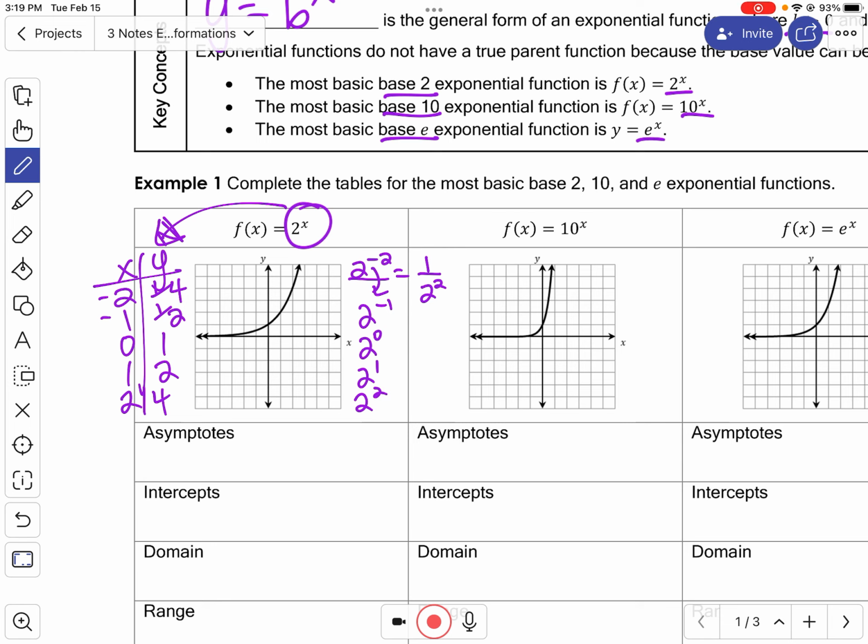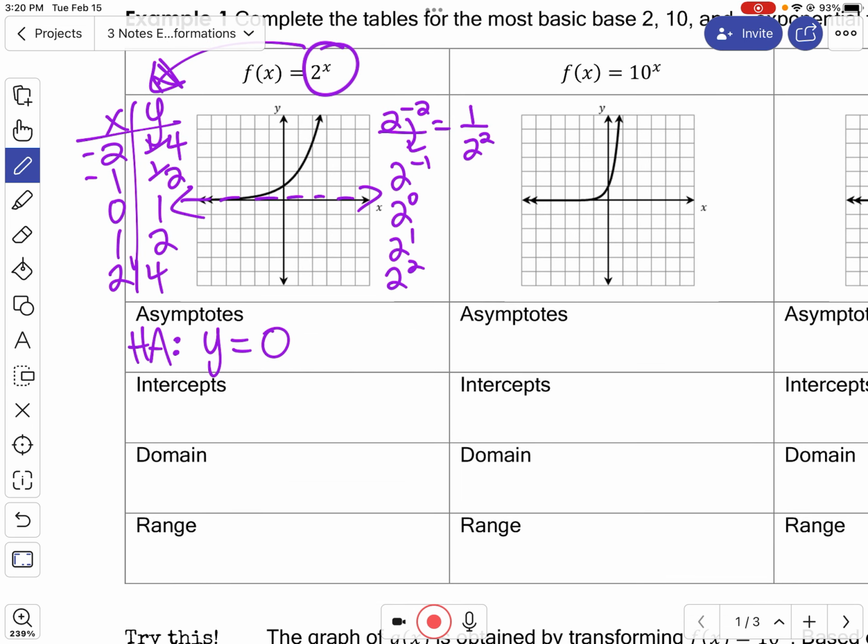So the asymptotes. Notice that there's not a vertical asymptote, but there is a horizontal. Notice this graph is approaching the x-axis, so the horizontal asymptote would be y equals 0. Also notice this is a growth. Remember we talked about it. The base there is greater than 1, so it's a growth. It's increasing. Intercepts, notice it does not cross the x-axis because that's your asymptote, but it does cross the y-axis at 1, so that y-intercept would be 0, 1.